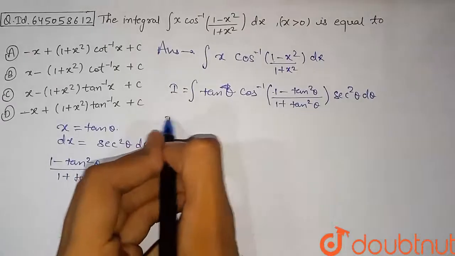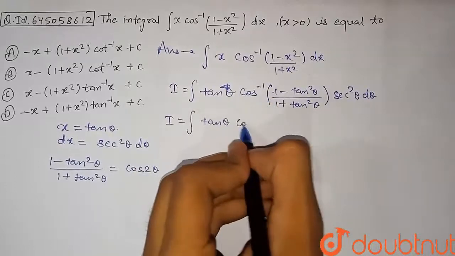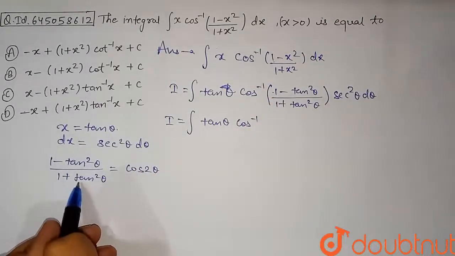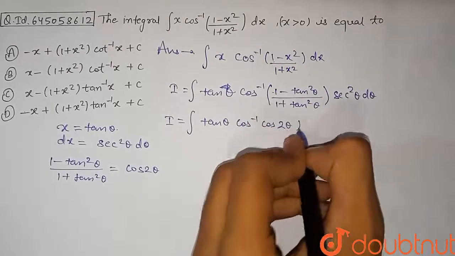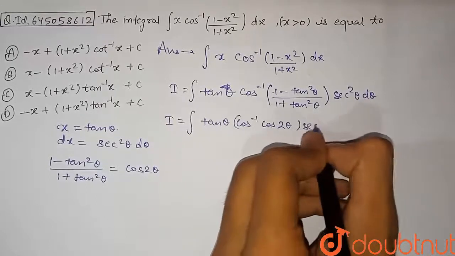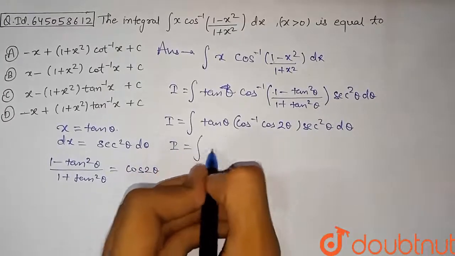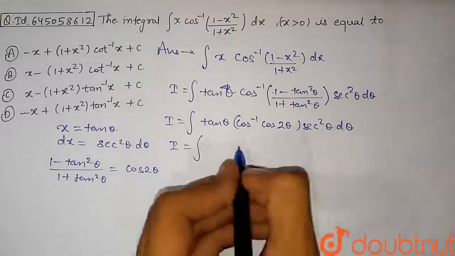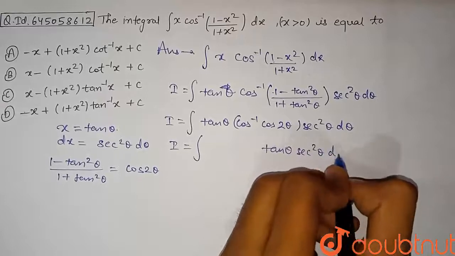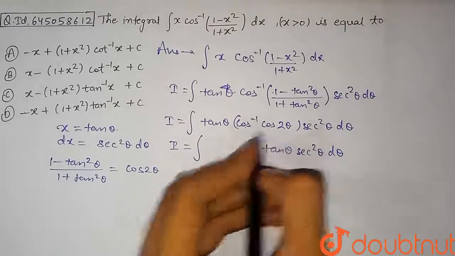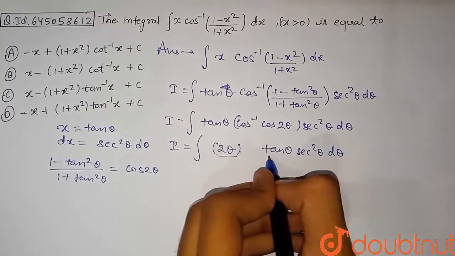If we simplify this I, we get tan theta, and then cos inverse of (1 minus tan square theta upon 1 plus tan square theta), which is cos 2 theta. So it will be cos inverse of cos 2 theta, and then sec square theta d theta. Finally our integration will be simplified to tan theta multiplied by sec square theta d theta, times cos inverse cos 2 theta, which comes out to be 2 theta only. So this is our first term and this is our second term.